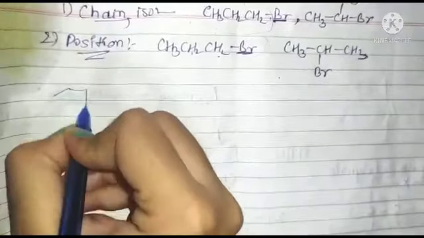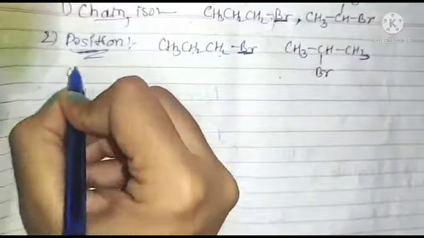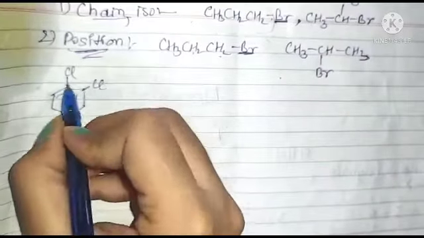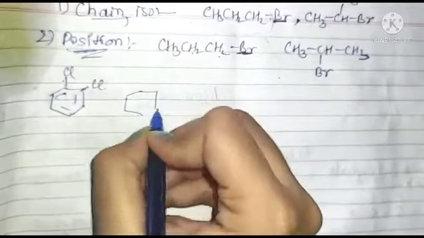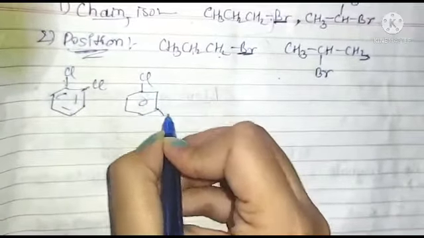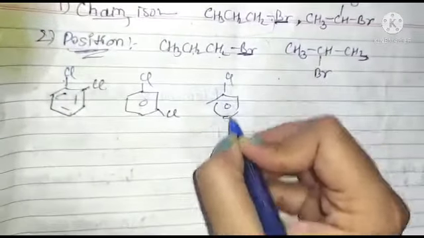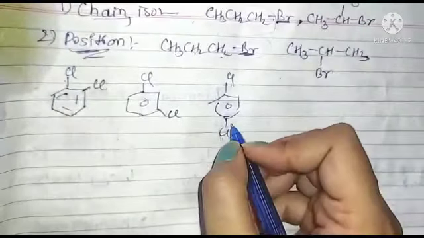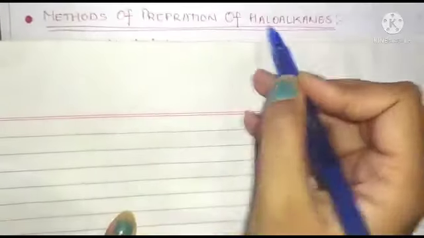Now haloarenes can also show position isomerism. If I take the example of 1,2-dichlorobenzene, in the next step it will also form other positions, like 1,3 or maybe 1,4. This is 1,4-dichlorobenzene. Clear?